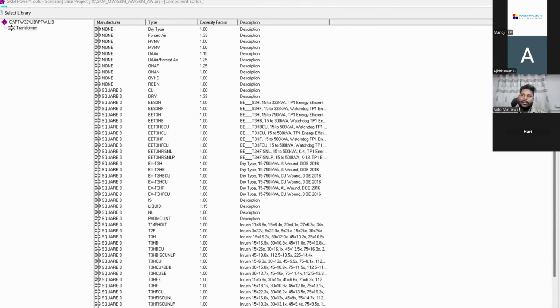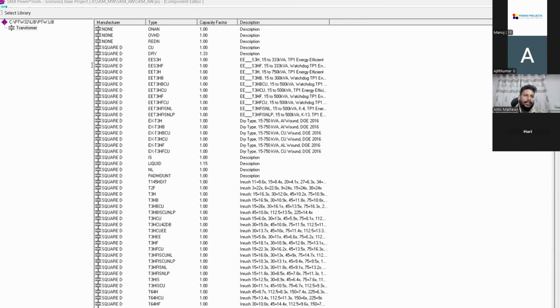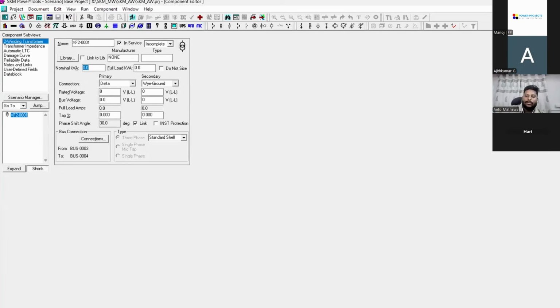At the moment, I will go with my own values. I know I'm using 1500 kVA, so the load I will consider is 1500 kVA. After that, the primary data and secondary. For the primary, I'm going to use delta star winding, and the rated voltage I am considering is 11 kV.